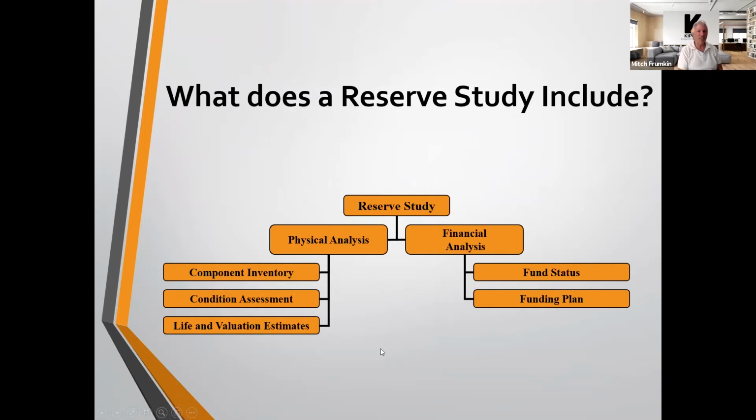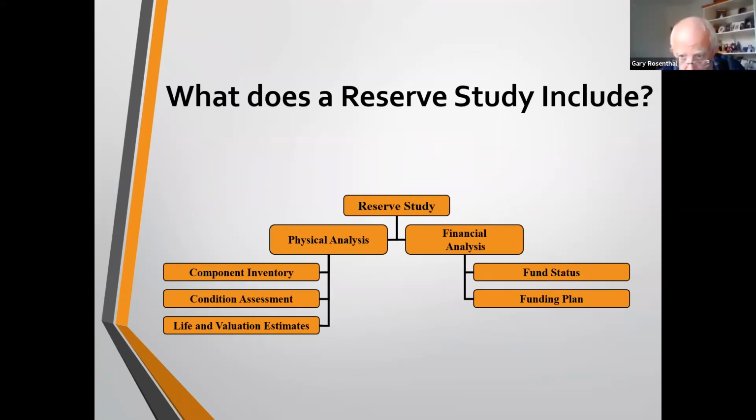Now, the physical analysis is the basis for the study. But it's kind of interesting as I go through this, remember that before we had the national standards, most people across the country, when they did reserve studies, only did the physical analysis. They did not do the financial analysis. As you'll see, and I think you'll agree, the question is, how do you do a reserve study and come up with a plan if you don't do a financial analysis? So it's a physical analysis, which is broken down into three parts: the component inventory, the condition assessment, the life and valuation estimates, and I'll talk about each of these in a little more detail, and the financial analysis, the fund status. And the fund status, don't be fooled, and I'll talk about it, it's just a guide.